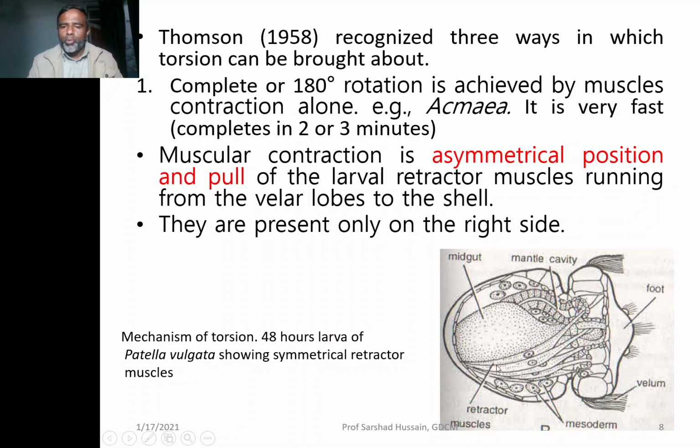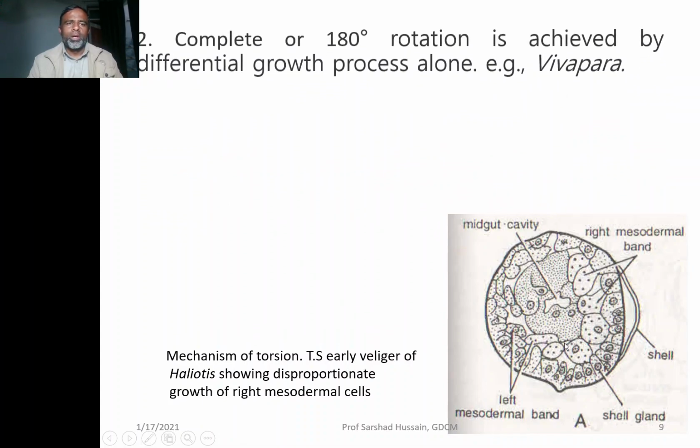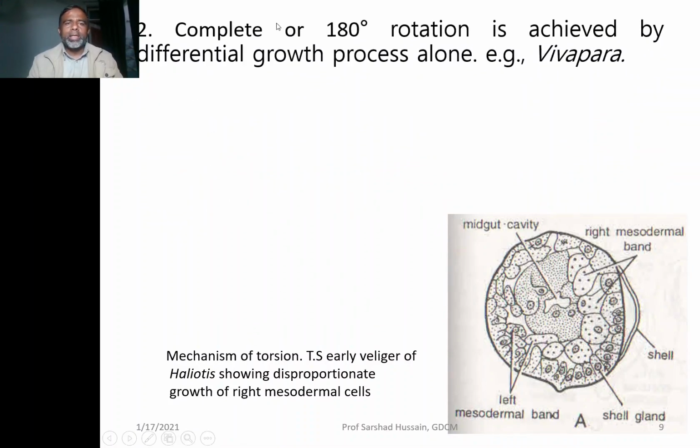Second is their pull is also asymmetrical, that they are bringing only one side to the anterior side. So the mantle cavity, posterior mantle cavity, is brought towards the anterior side. Then there is a second theory, that the complete 180-degree rotation is achieved by a differential growth process.